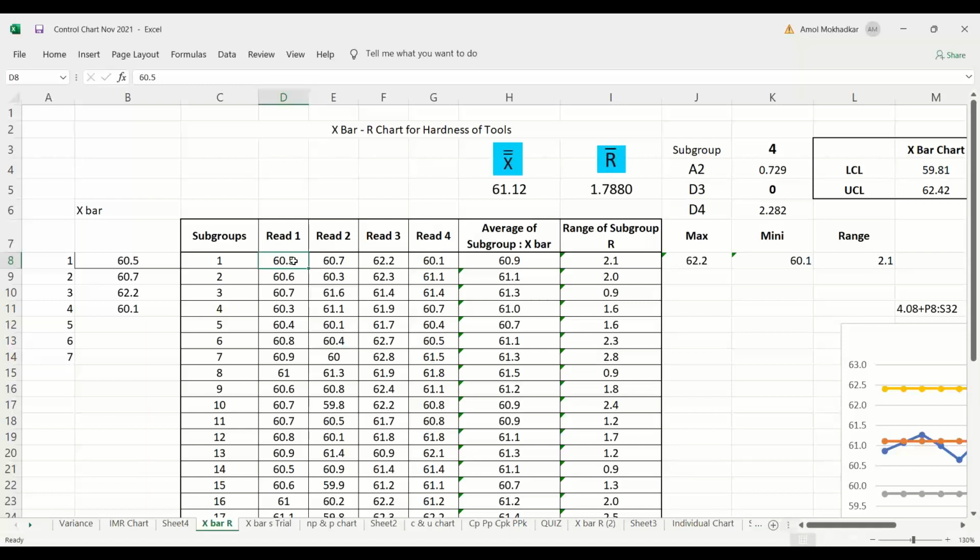Let me tell you, the averages of the average you are not going to calculate and plot on a daily basis. It will be according to your historical data. Yes, you will calculate and put it there, not on the graph. Okay, that I will explain again. So this is our data. What is the subgroup size here? The subgroup size is 4.